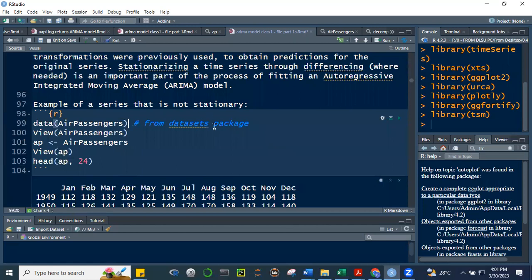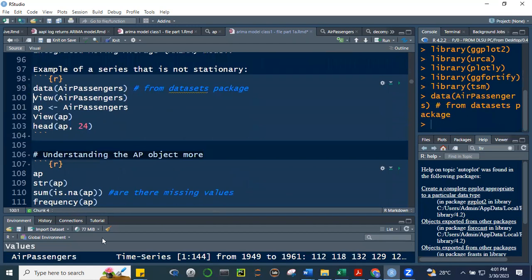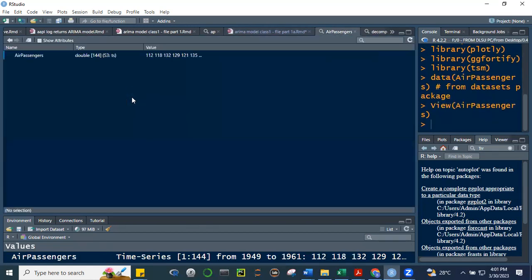This is from the datasets package, yung data AirPassengers. So very quickly, i-load lang natin yung AirPassengers. So andyan na siya. Okay? And then i-view natin. So look, it's a vector, it's a time series. No?